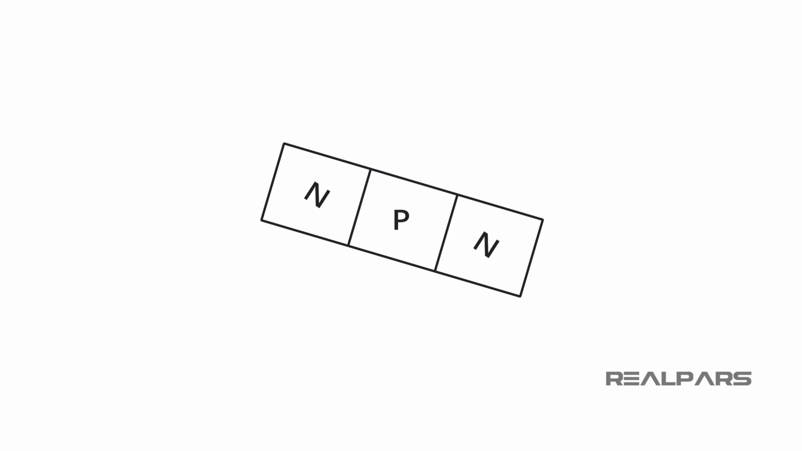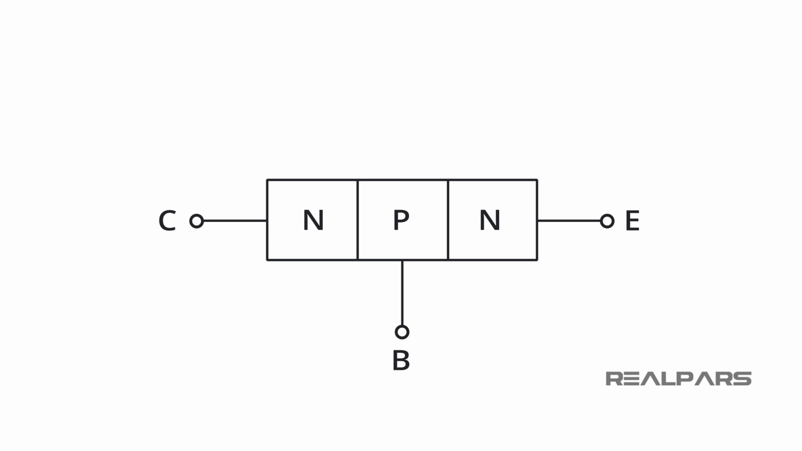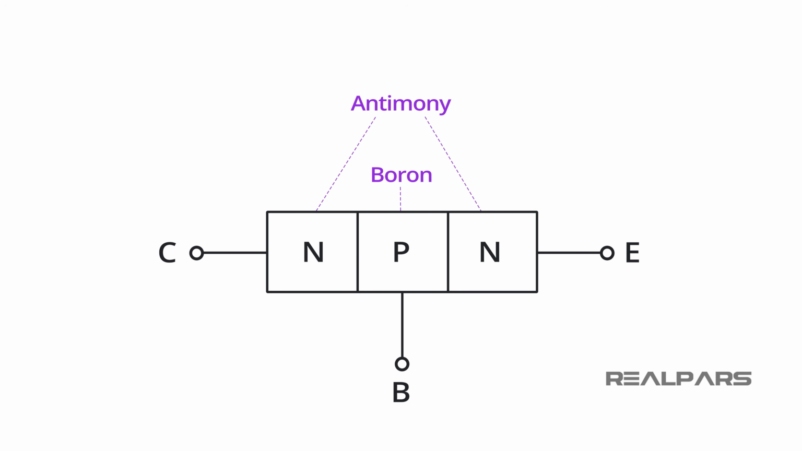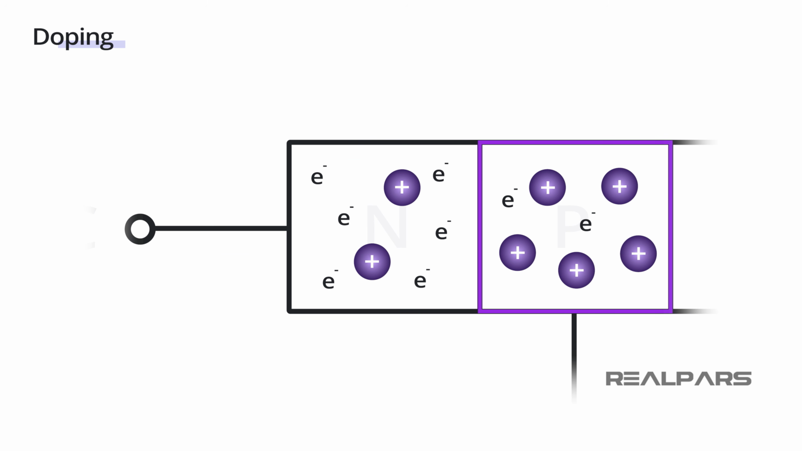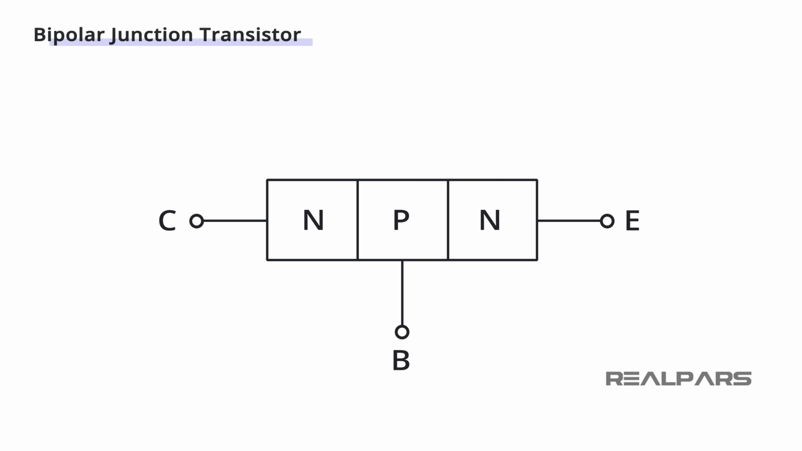A good question to ask now is, what do the letters N and P mean? The first stage of making a transistor is the process of changing the semiconductor conducting properties by introducing impurities into its structure. This conduction change process is referred to as doping. Simply stated, a P slice of the sandwich is more positive, and an N slice of the sandwich is more negative because of doping.